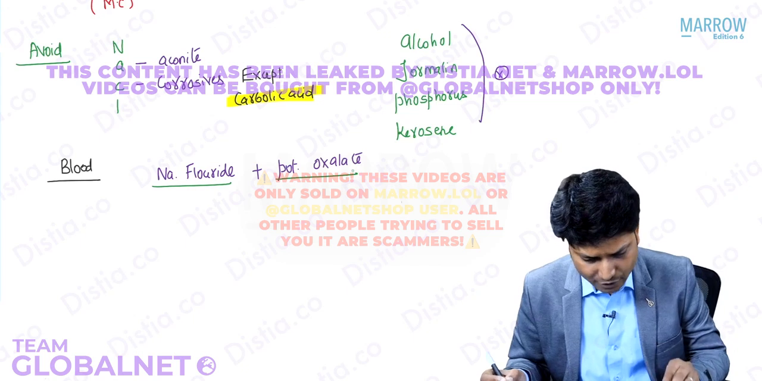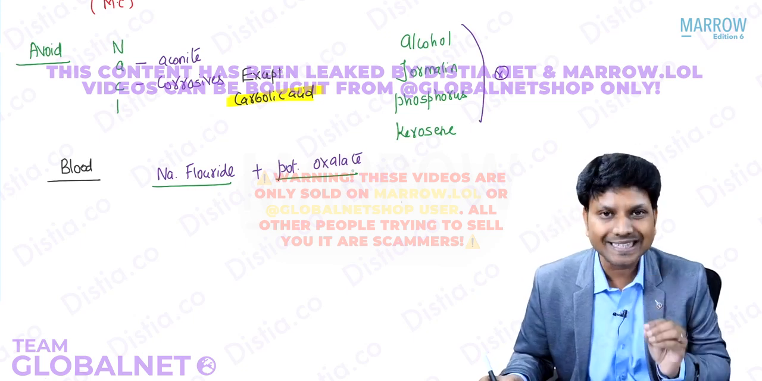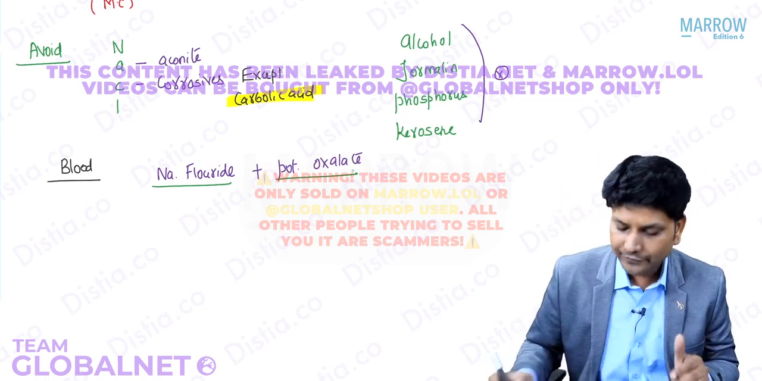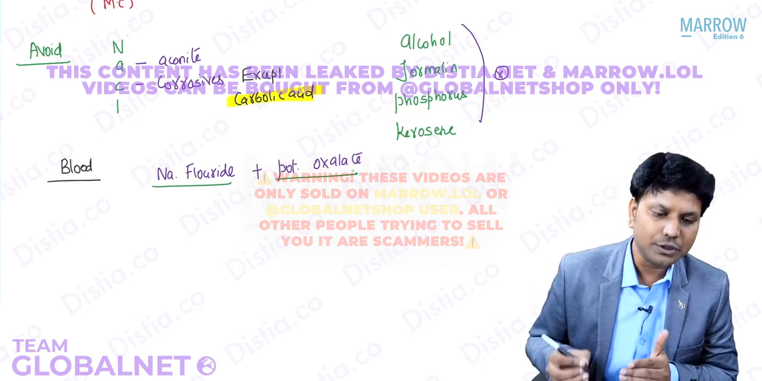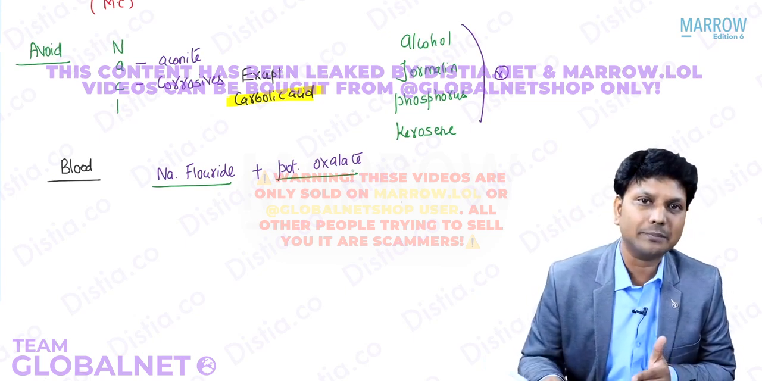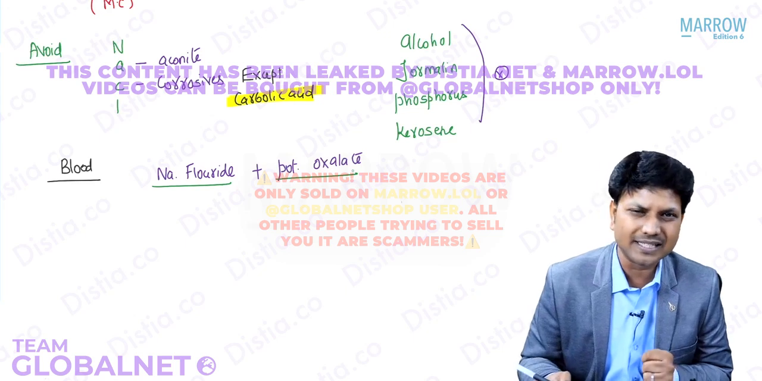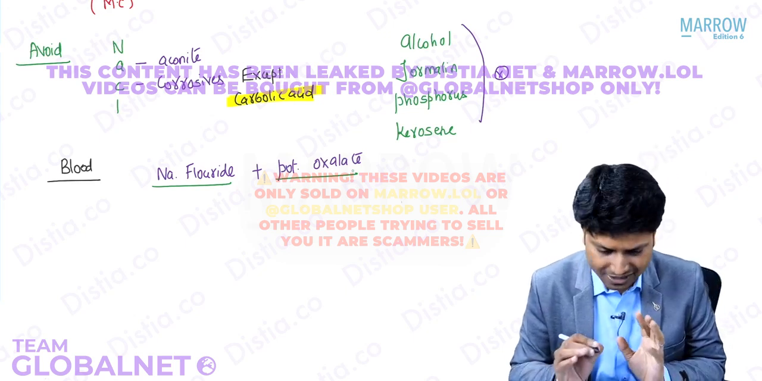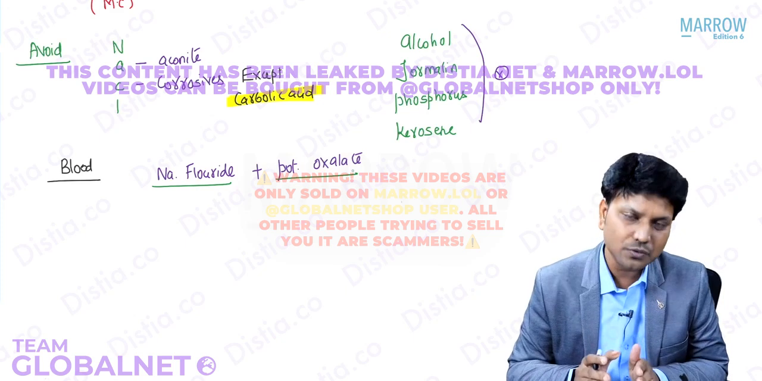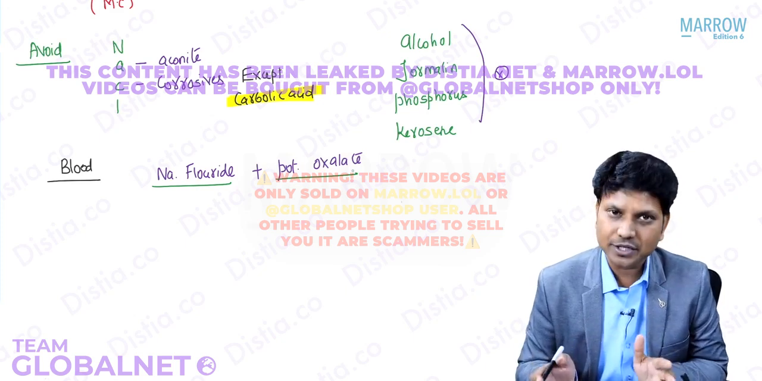So you need to add this combination of sodium fluoride, which is very important, along with potassium oxalate. If you are adding sodium fluoride, you need to add 10 milligrams per ml of blood. If you are adding potassium oxalate, you need to add 3 milligrams per ml. But usually the dose is not asked in the exams, so you don't have to worry about that. You just remember that sodium fluoride and potassium oxalate combination is used.